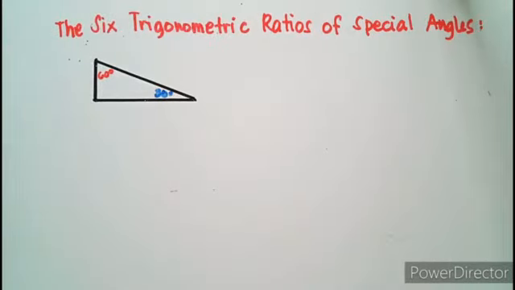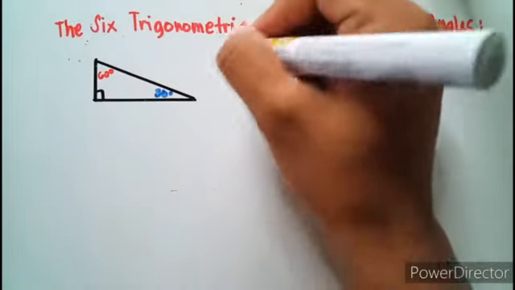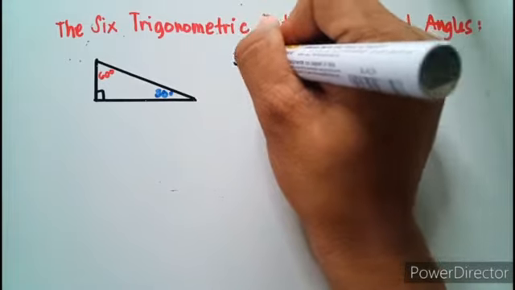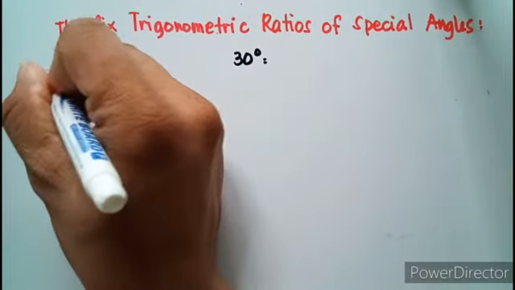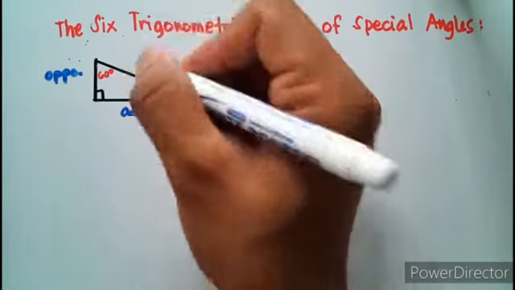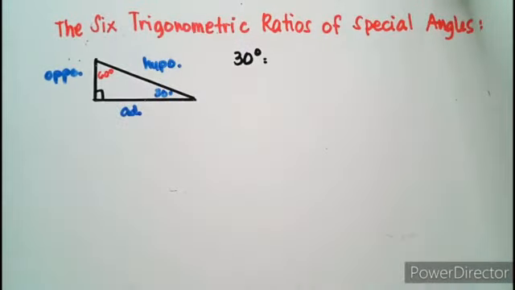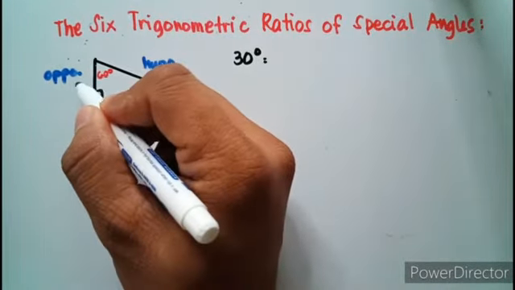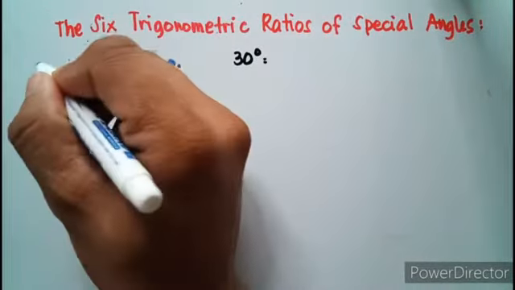Now the 6 trigonometric ratios of special angles for the 30, 60, 90 right triangle. So, let's have first the 30 degrees. So, 30 degrees as our reference angle, this is our opposite side. This is our adjacent side. And this is our hypotenuse. Now, using the universal assumption, we will assume that the opposite side is equal to 1 unit.